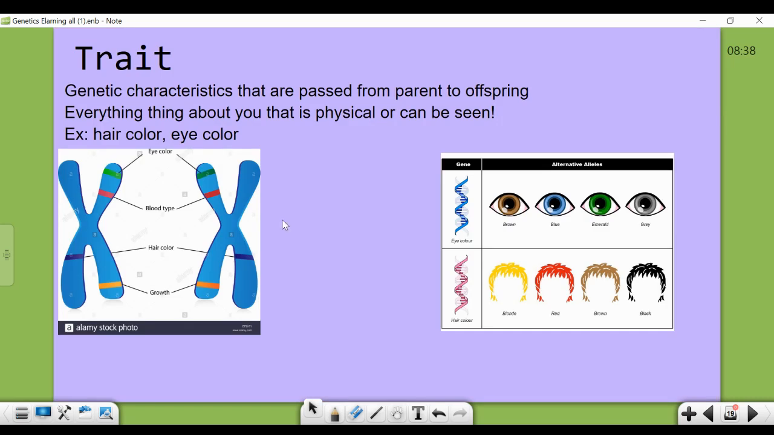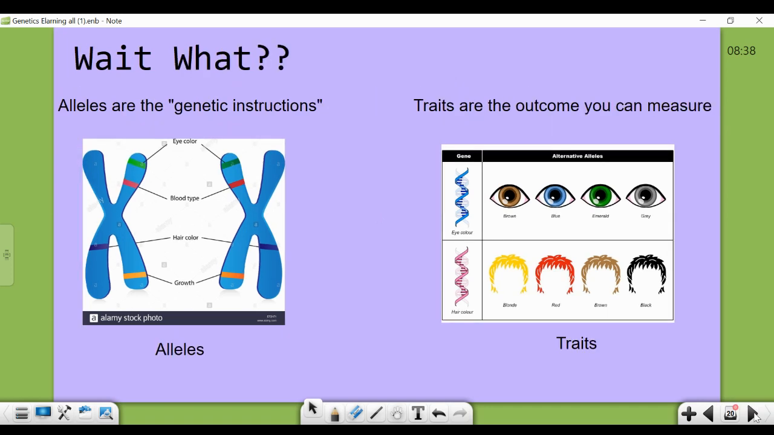So here again, we can see traits. It's the expression of that allele. Whichever one that we can actually see is a trait. So what does that really mean? It means that alleles are the ones that give the genetic instructions. So again, everyone has the gene. The allele is the variation that determines who you are.